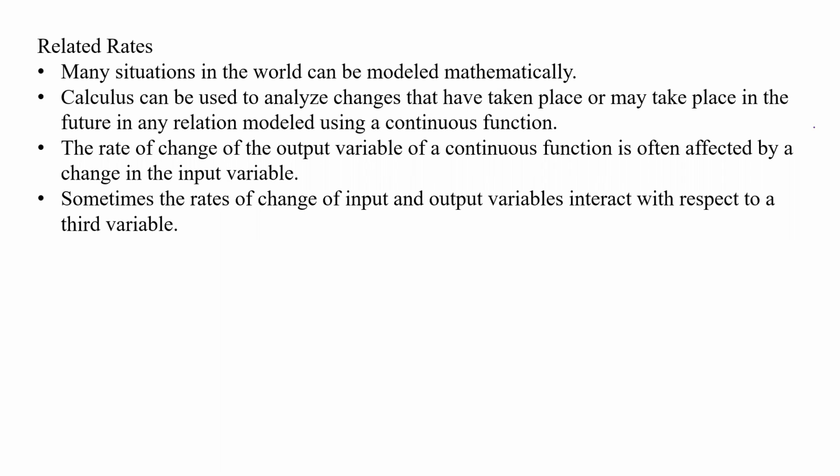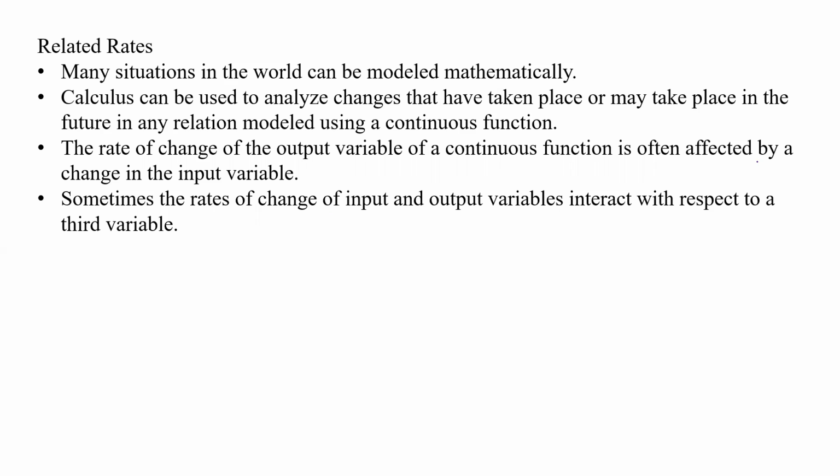Now, the rate of change of the output variable of a continuous function is often affected by a change in the input variable, and sometimes that rate of change of the input and output variables interact with respect to some third variable. If you think about the size of a snowball, it's the volume of that snowball, and that's changing with your radius, and there's going to be time involved, how long it's going, and the volume changing. But the volume equation only includes that radius. It doesn't include time, but time affects it, and so that third variable is time.